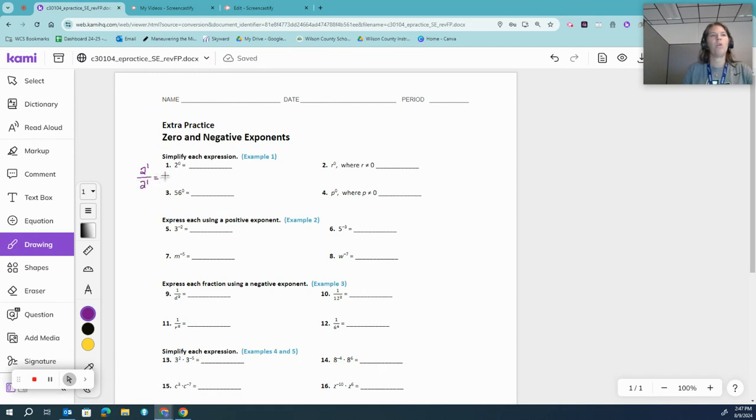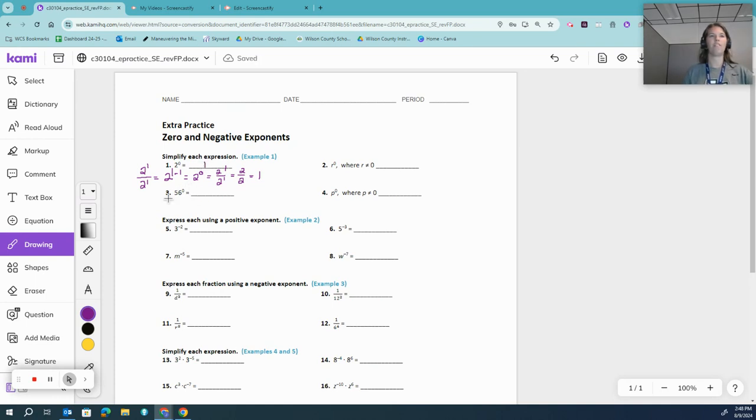Okay, and we know that when we are dividing monomials with the same base, we can subtract our exponents. So we would have 2 to the 1 minus 1, and that would give you 2 to the 0 power. But we can also look at 2 to the first power divided by 2 to the first power. 2 to the first power we know is 2, divided by 2 to the first power, which is 2. We also know that 2 divided by 2 is 1. So 2 to the 0 power would be 1.